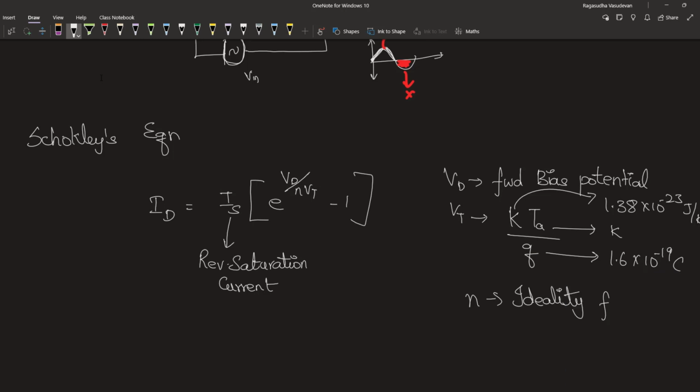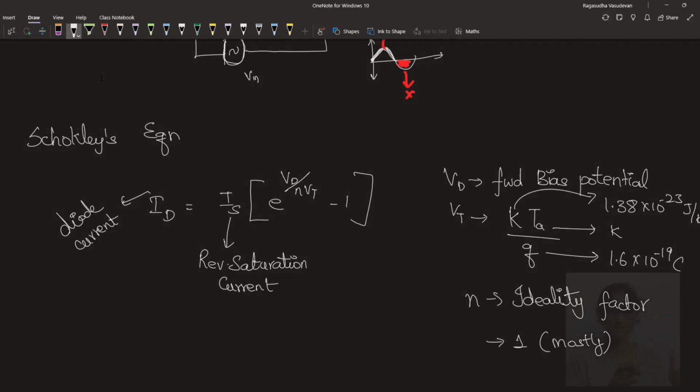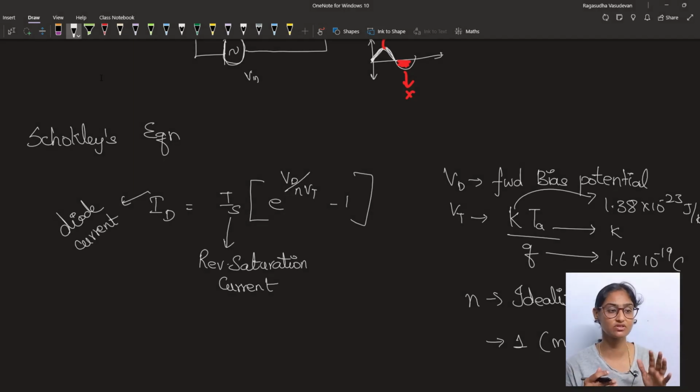Considering that this is ideal, N is mostly 1 in usual cases. Wherever you are trying to find this, the ideality factor is mostly considered as 1. Okay, so by this we are getting the value of the diode current. There will be some simple problems asked based on this formula, and I hope you will be able to solve them on your own. In the next class we will be seeing the application of diodes in clipper and clamper circuits and some problems based on them.